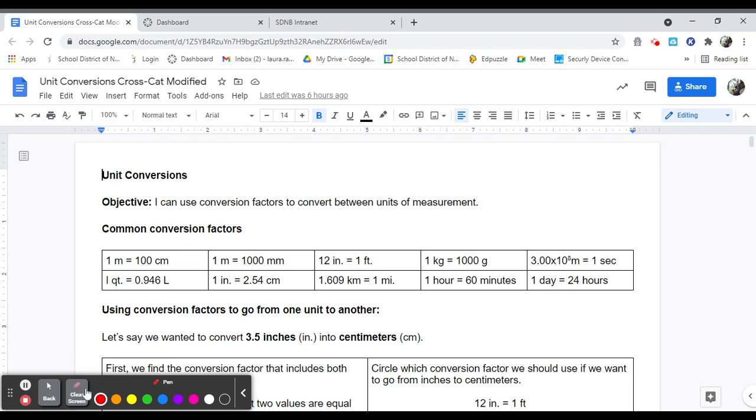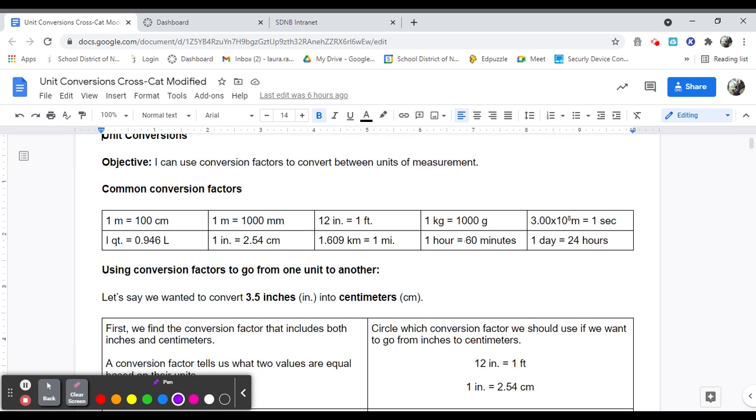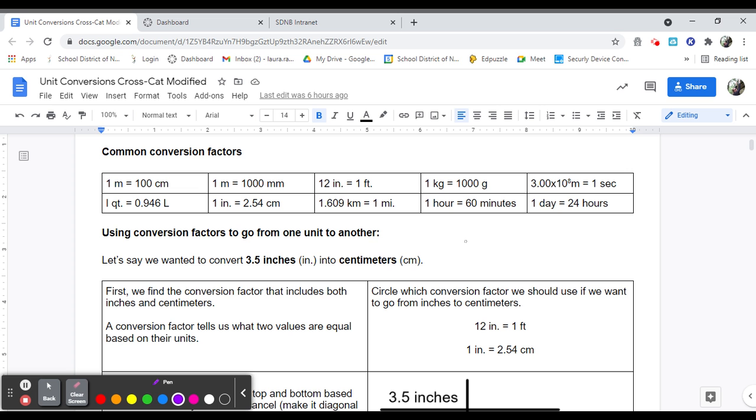Hello, today we are going to be learning about different unit conversions. So our goal today is to be able to use conversion factors to convert between units of measurement. Here we see some common conversion factors. These first few are going to be related to length.